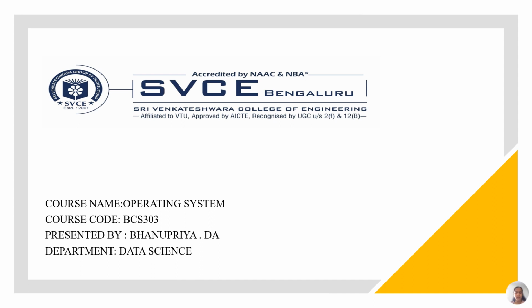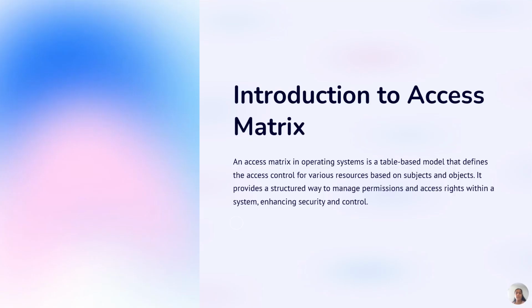Today I am going to tell about the course Operating System. Introduction to Access Matrix. An access matrix in operating system is a table-based model. It defines the access control of various resources based on subjects and objects. It provides a structured way to manage permissions and access rights within a system, enhancing security and control.